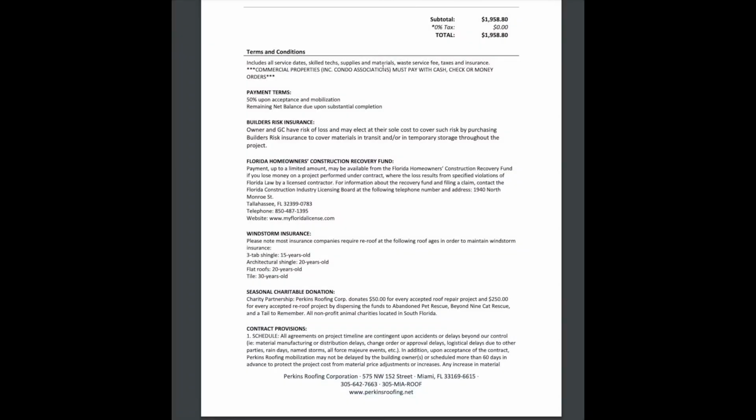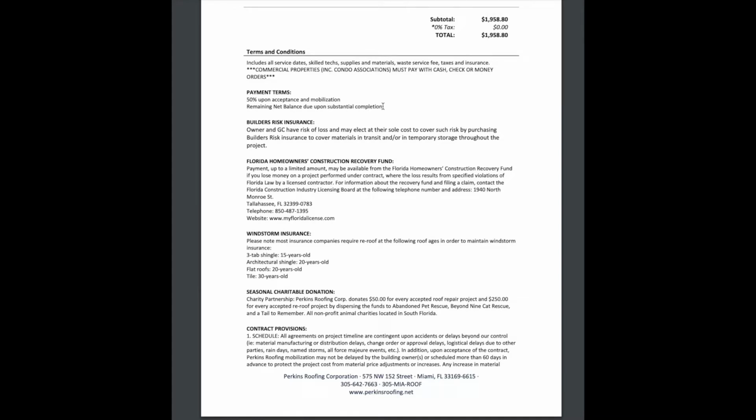I'm going to go through the contract so you can understand what all of the contract terms mean. Here under the total pay, the total amount of the contract, you can see the terms and conditions of the contract. The first term here mentions payment terms. So this is the payment that's going to be due, when it's going to be due. Generally, we accept a down payment, you can see this one is 50%. This is a repair contract that we're looking at. And then the remaining net balance is due once we complete.